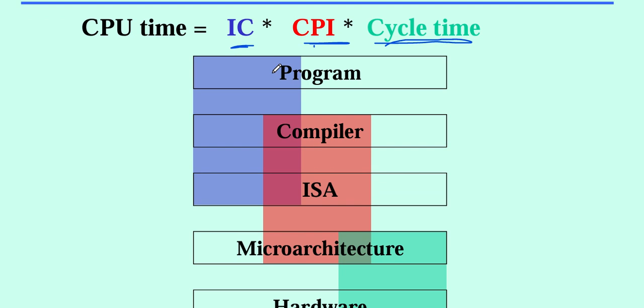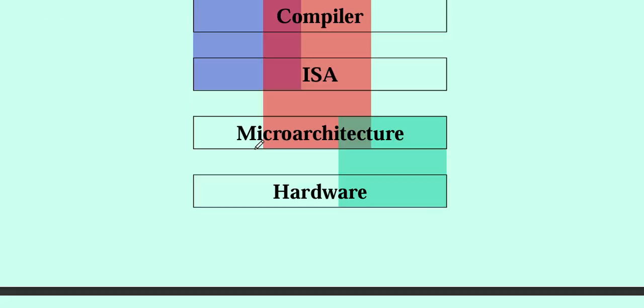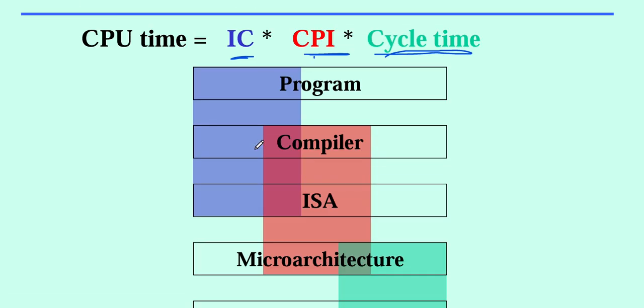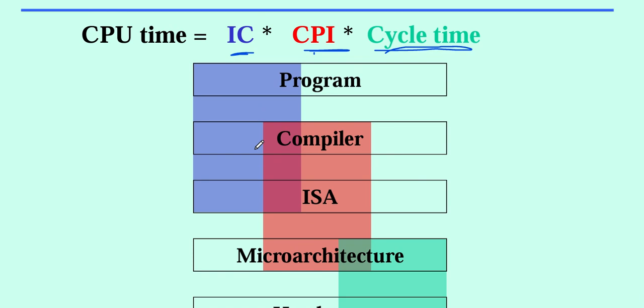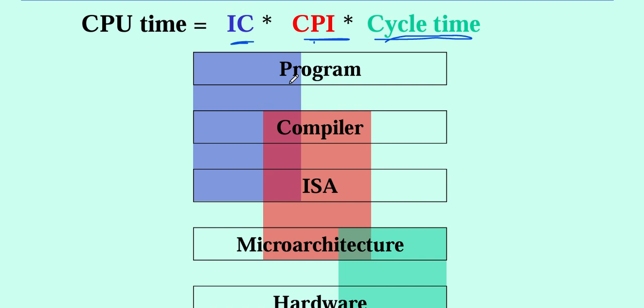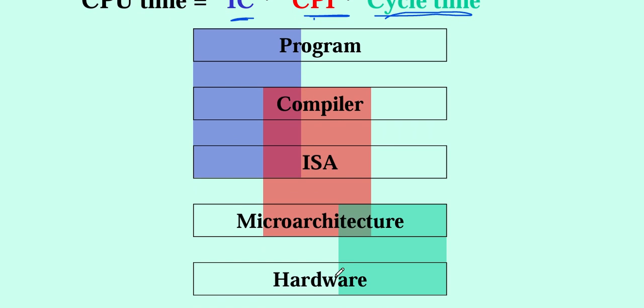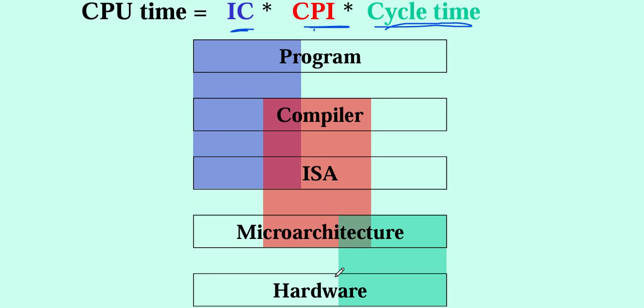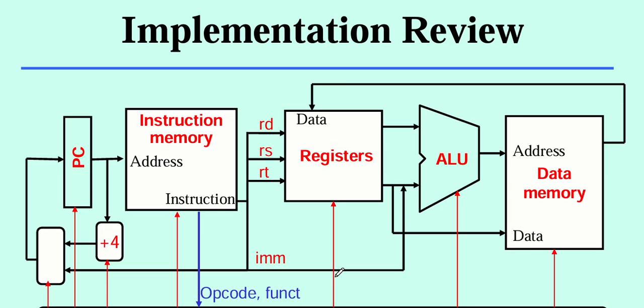So we also saw that in order to increase the performance, it is not really a problem of the program, because the program is dependent on the instruction count, right? Now the CPI is dependent on the compiler and the ISA, right? And the cycle time will come from the microarchitecture of the hardware. Yes, so that's what you take note of.